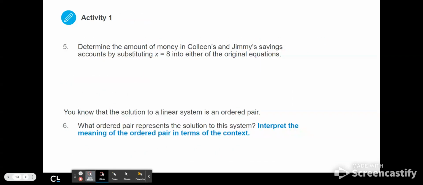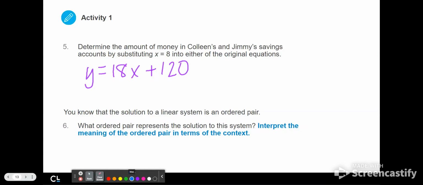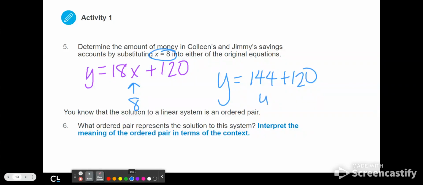So Colleen's equation is y equals 18x plus 120. And I just told you that x equals 8. So if I go ahead and plug 8 in for x, get out your calculator. We're going to multiply that together. So I'm going to take 18 times 8. And again, I'm going to get y equals 144 plus 120. Now I have to just add them together. And so y would then equal 264.